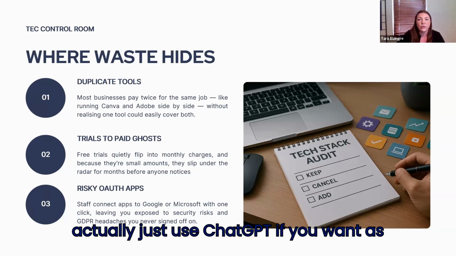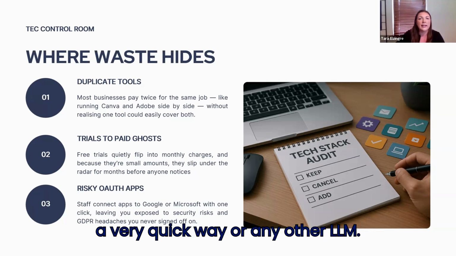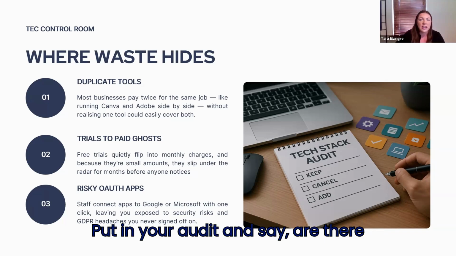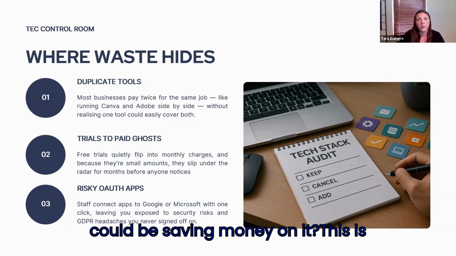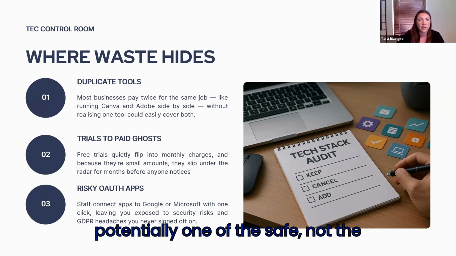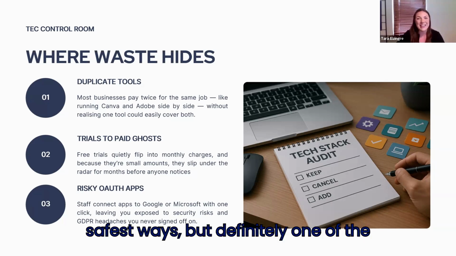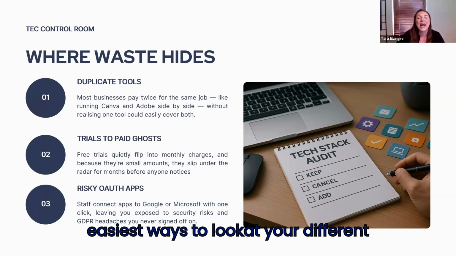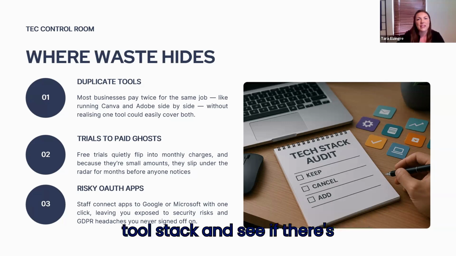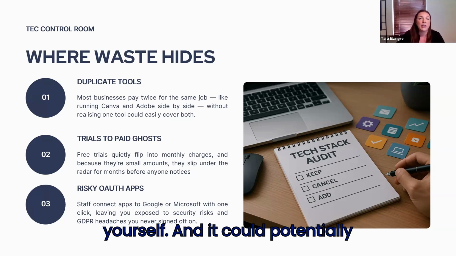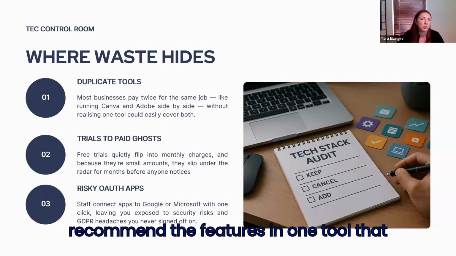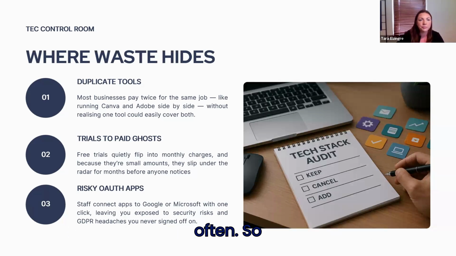So you can actually just use ChatGPT if you want as a very quick way, or any other LLM. Put in your audit and say, are there duplicate tools? Is there a place that I could be saving money? This is potentially not the safest way, but definitely one of the easiest ways to look at your tool stack and see if there are duplications, if you're not quite sure yourself, and it could potentially recommend the features in one tool that you prefer, that you're using a bit more often.